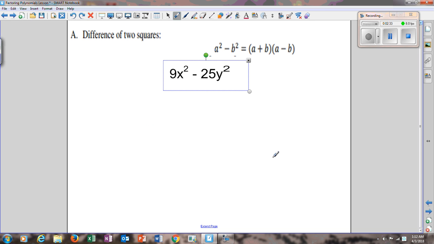Second type is called a difference of 2 squares. This is whenever we have like a 9x squared minus 25y squared. Now, notice it has to be a minus in here. It's called difference for a reason. It's a subtraction problem. You're only going to use difference of 2 squares when this is a squared and this is a squared. Now, in some cases, you won't have a y squared back here at all. It'll just be 9x squared minus 25. But if there is a y there, it has to be squared.